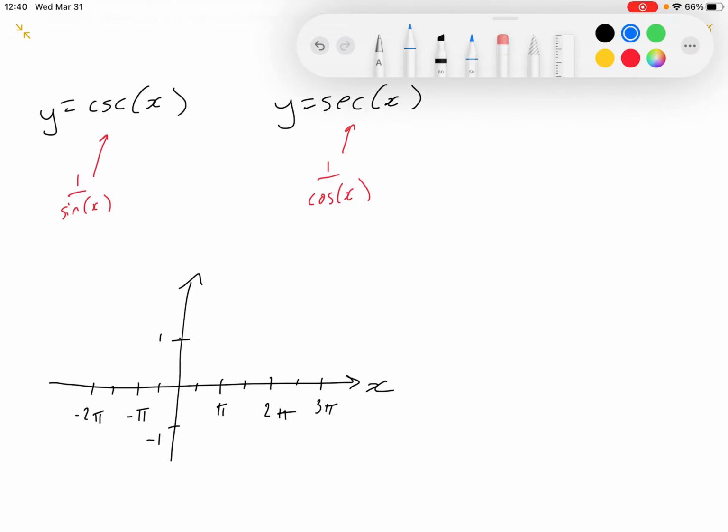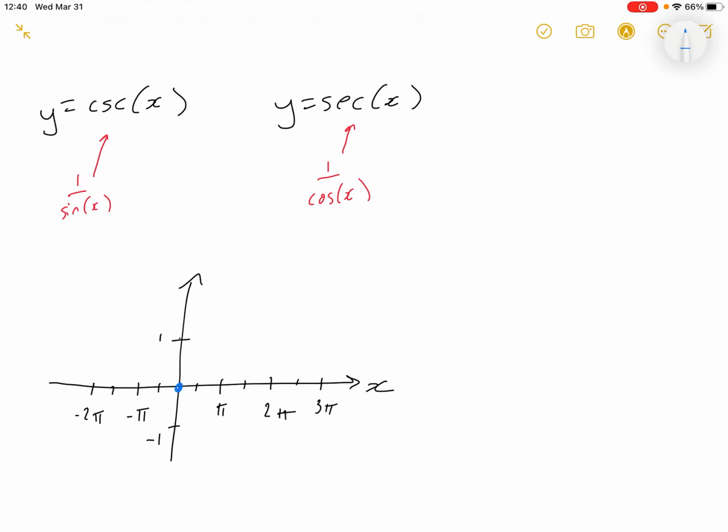So just as a quick reminder, the graph of sine of x is going to look something like this as we go around here. So it's going to look like that. And then it's going to continue that pattern. So this graph in blue here is y equals sine of x.